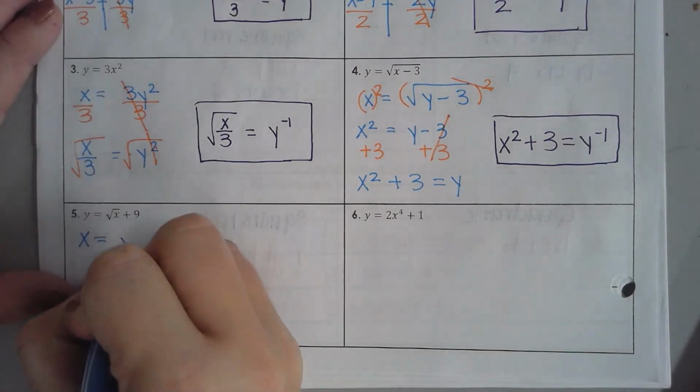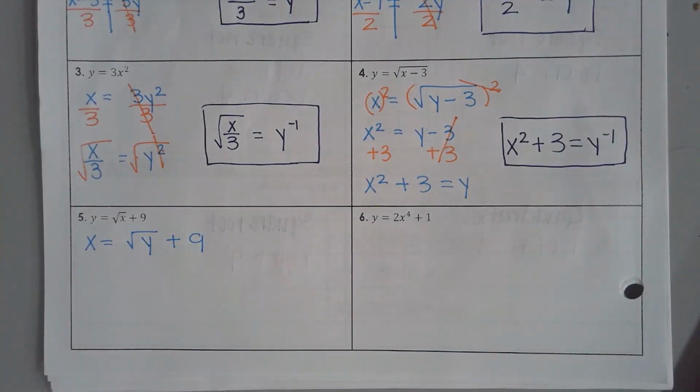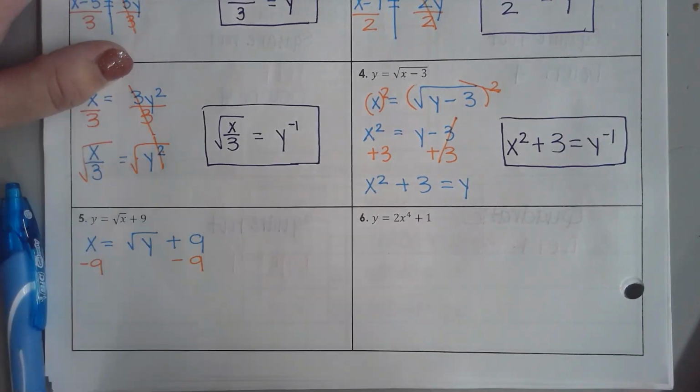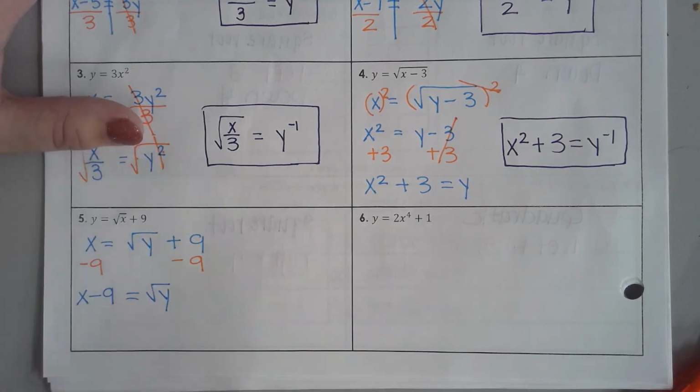x equals the square root of y. Make sure when you're writing, you're neat enough that you can tell that that plus 9 is on the outside. Don't get so sloppy and go so fast that it looks like your plus 9 is under the bar. So we have x equals the square root of y plus 9. And we got to get rid of the 9 first because it's outside. How do I get rid of that plus 9? Subtract 9. x minus 9 equals the square root of y.